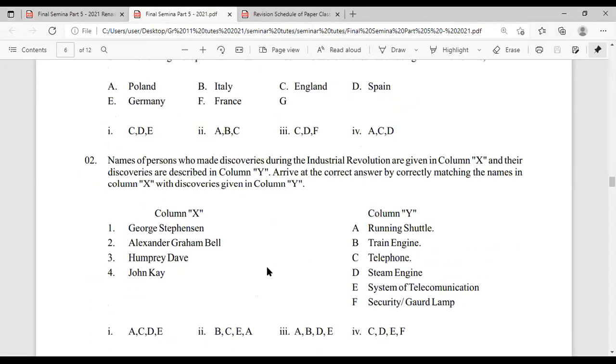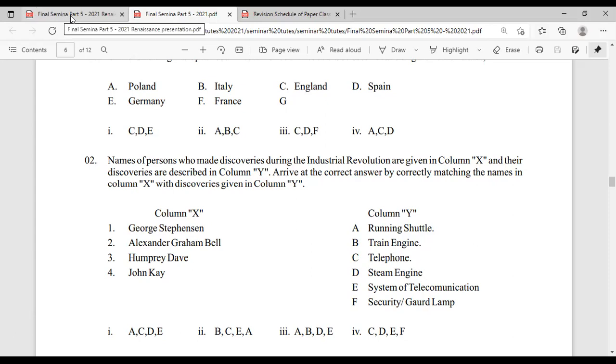Second question. This question is actually related to the Industrial Revolution, not about this one. Never mind. The questions related to the eighth question I have taken here, because this is related to the Industrial Revolution. So what is the order here? George Stephenson, train engine; Alexander Graham Bell, telephone; Humphrey Davy, safety lamp; John Kay, running shuttle; and the steam engine was by Thomas Newcomen; and telecommunication by Samuel Morse.